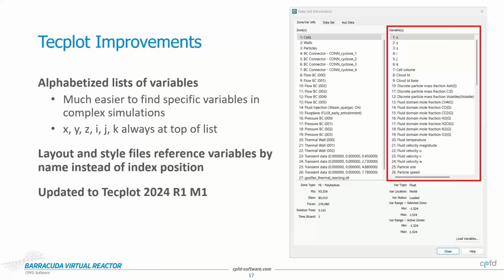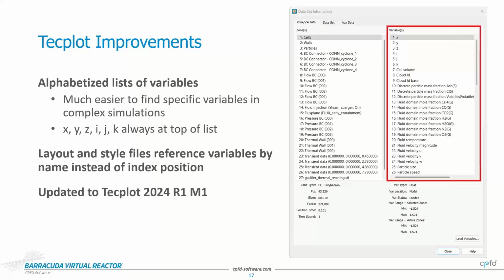Keep in mind that the XYZ position variables and the IJK cell index variables are always at the top of the list, and then all of the other variables are alphabetized after them. Another change we made is to have all layout and style files reference variables by name instead of variable position or index. This change should help to make the layout and style files more reusable when you copy them from one case to another. And then finally, we've updated to the latest stable release of Tecplot, which is 2024 R1M1.